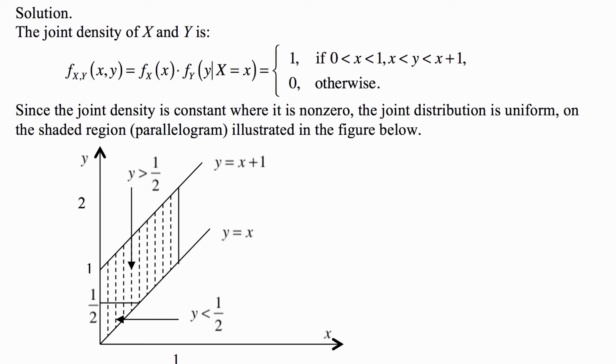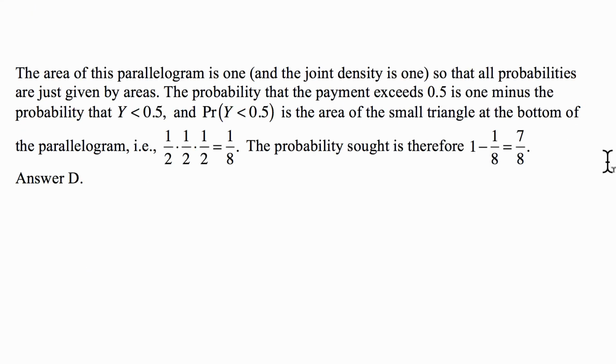And we are looking for the probability that y is less than 1/2, which is the probability of being in that bottom triangle that is indicated there, where I show you where y is less than 1/2. So the area of this parallelogram where the density is 1, it's positive, is 1, and all probabilities are just given by areas as a result.